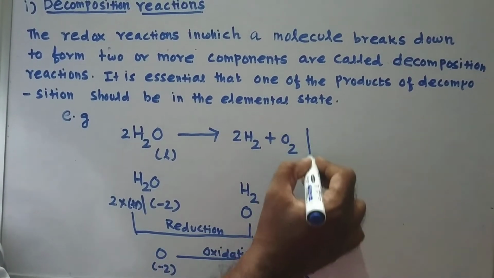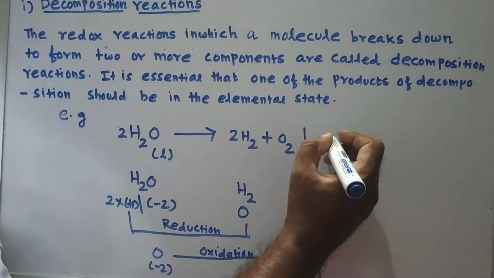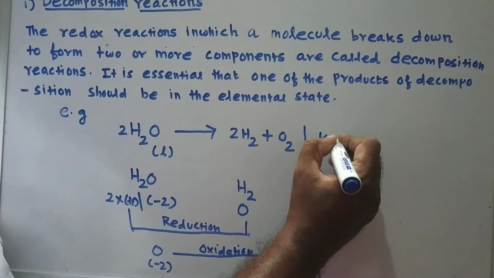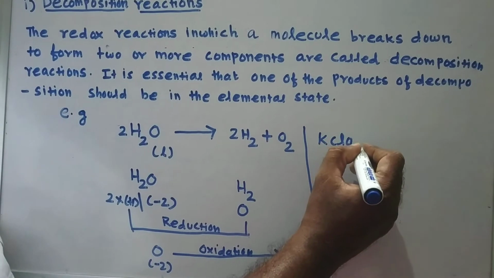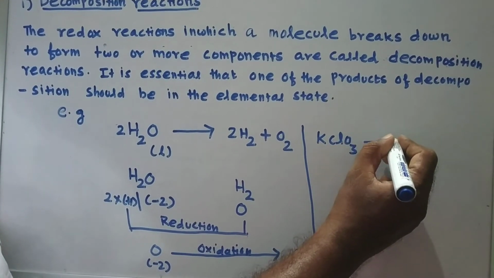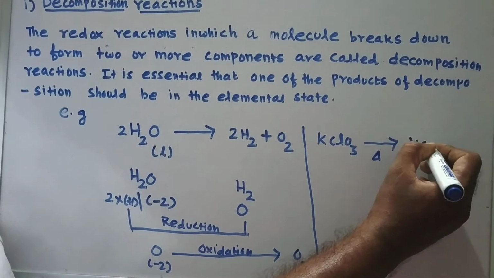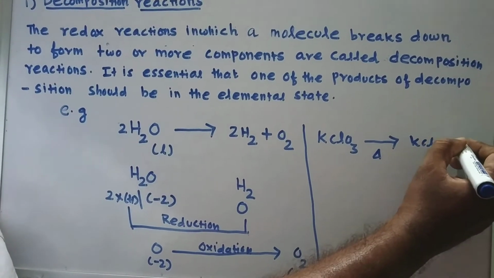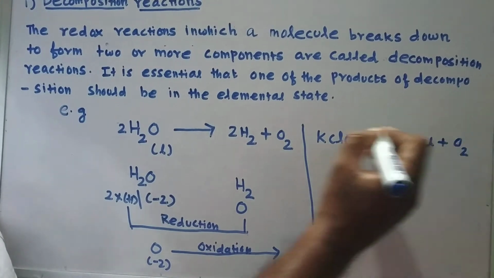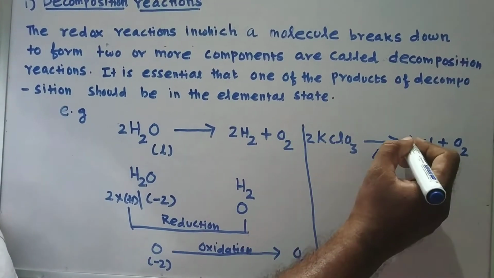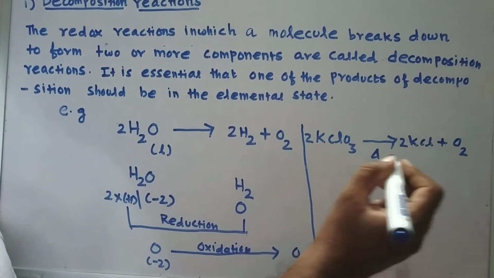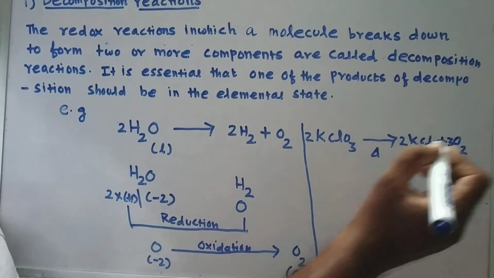Then one more example. Now let us consider KClO3, potassium chlorate. On heating, it becomes KCl and oxygen. To balance, there is a 2 and there is a 2. 2 and 3 equal to 6. Therefore there are 3 oxygen atoms.